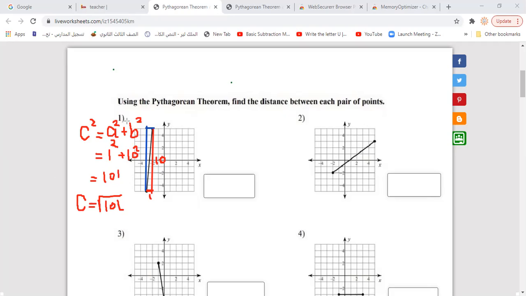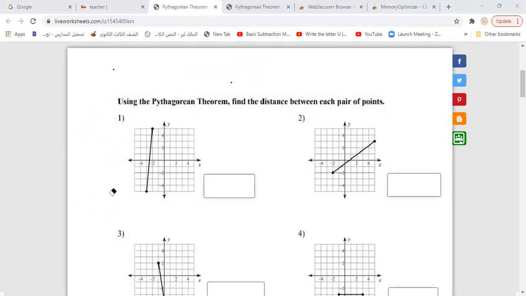Then if the question asks to use the Pythagorean theorem to find the answer, we have to draw the vertical line to find the intersection point between the vertical and the horizontal line, and then you will use counting or absolute value to find the distance between them. So we will move to the next question now, and we will not use the distance formula.